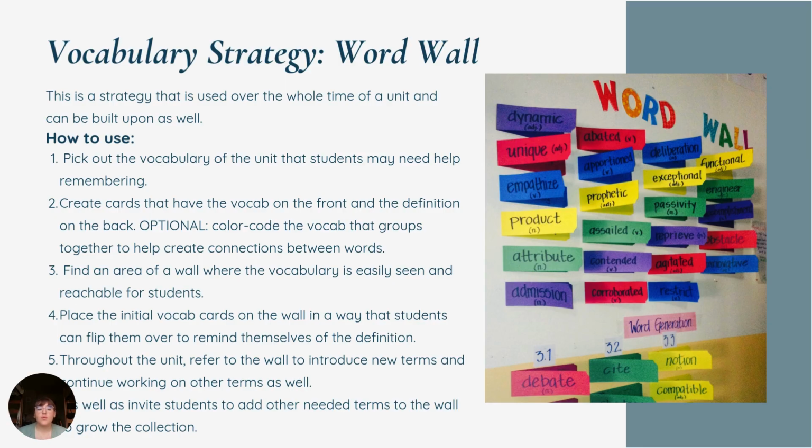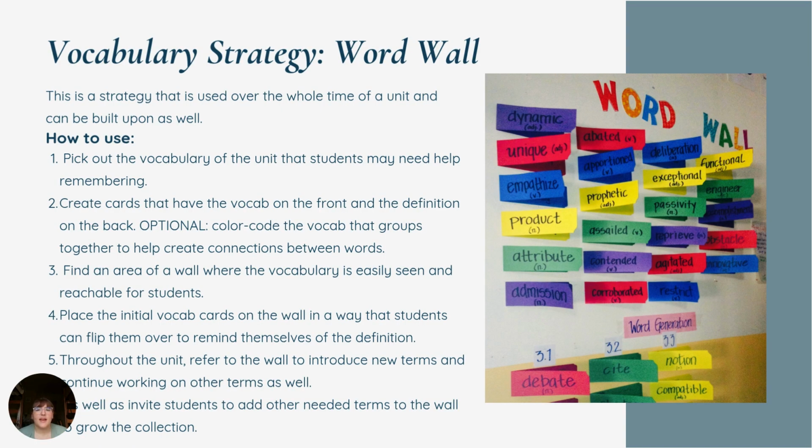To create the word wall, you are going to create cards that have the vocabulary word on the front and a definition on the back. It can also have, like for math, an equation or a picture to help show what the word is. Another optional choice for the cards is that you can color code them so that you can show how the words group together and how they go with each other.